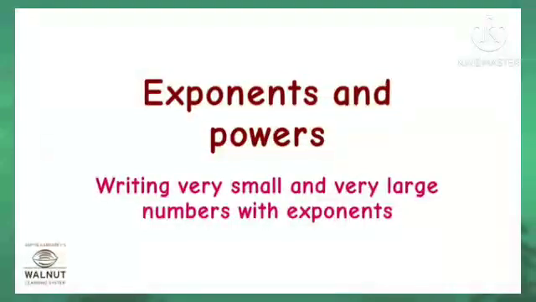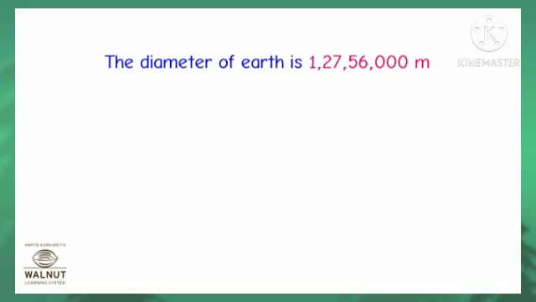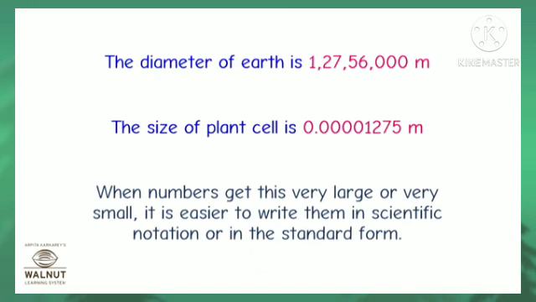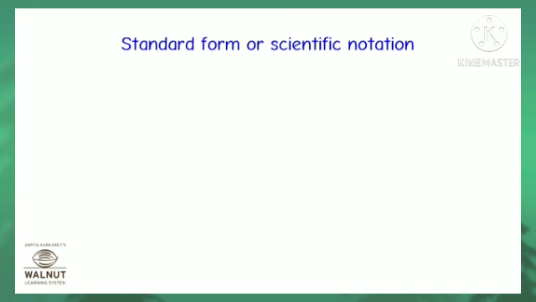Exponents and powers. Writing very small and very large numbers with exponents. The diameter of Earth is 1,27,56,000 meters. The size of plant cell is 0.00001275 meters. When numbers get this very large or very small, it is easier to write them in scientific notation or in the standard form. Standard form or scientific notation.